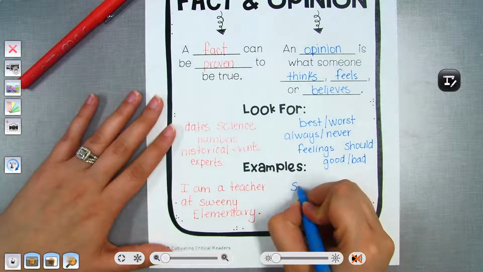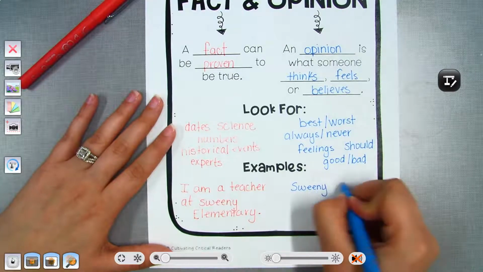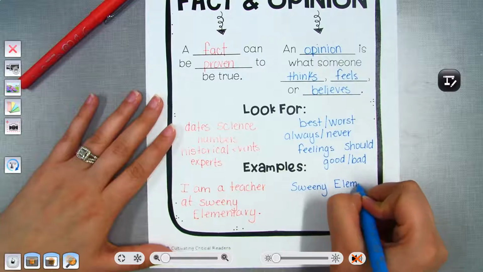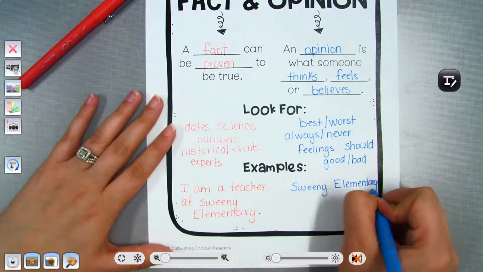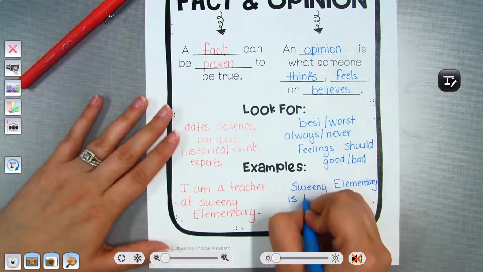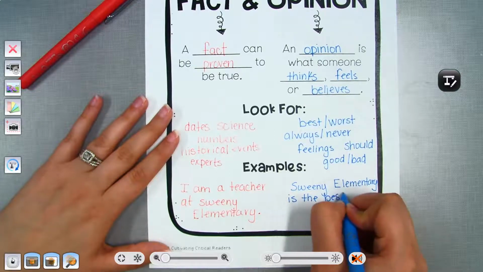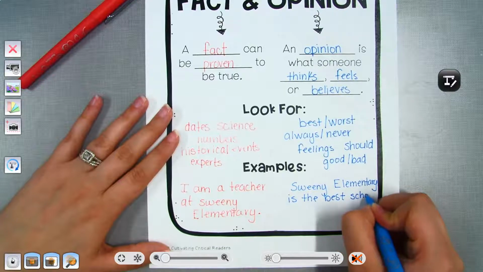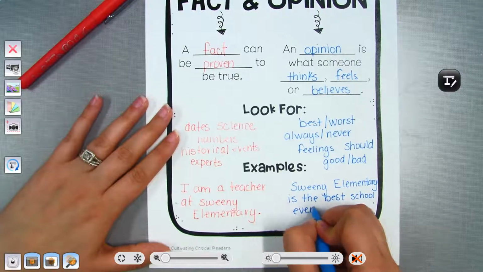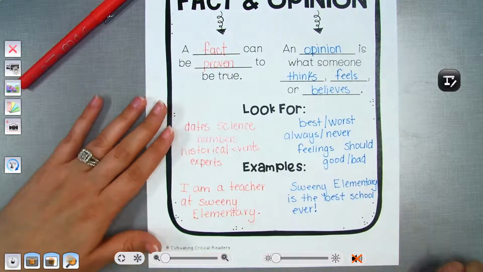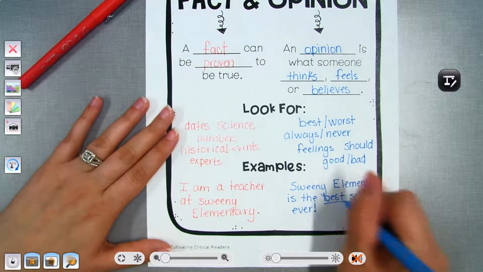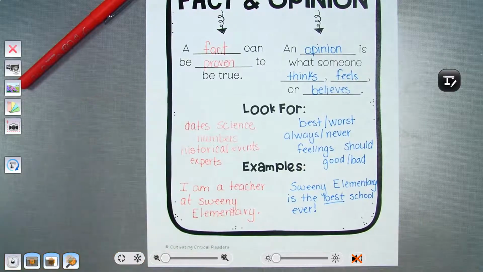So I could say Sweeney Elementary is the best school ever. So this is an opinion because we're using the word best. I may think it's the best school ever. You may not think it's the best school ever. People who live in another town may not think that Sweeney is the best school ever. They may think their school is the best ever.